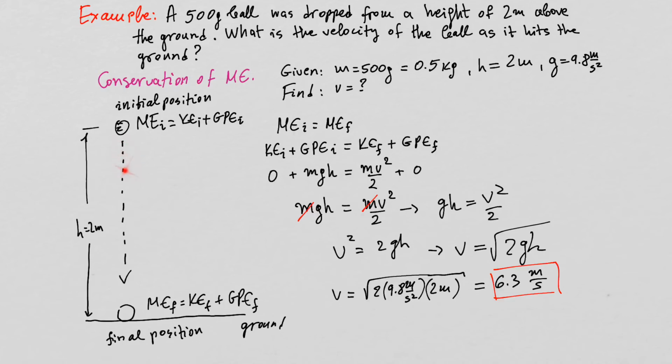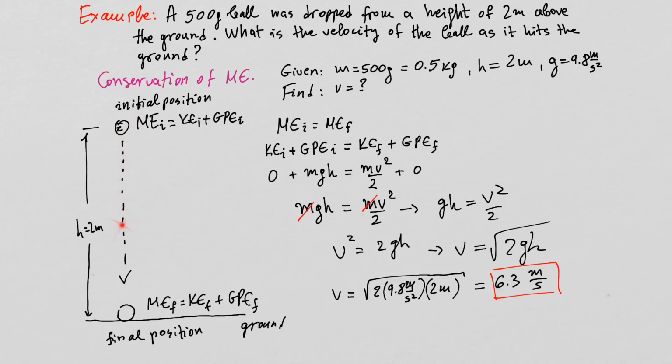That means that I need to keep in mind that between the initial and final positions, the kinetic energy will be changing. So it starts at 0, but then it starts to increase. The gravitational potential energy starts at its maximum value, but then it starts to decrease. And so as the gravitational potential energy decreases, the kinetic energy increases.